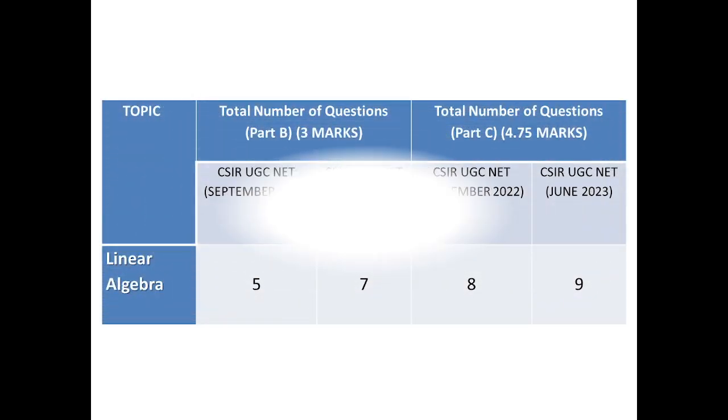Then we come to linear algebra. There are five questions in part B in September 22 and seven questions in part B in June 23. And there are eight questions in part C in September 22 and 9 questions in part C in June 23.